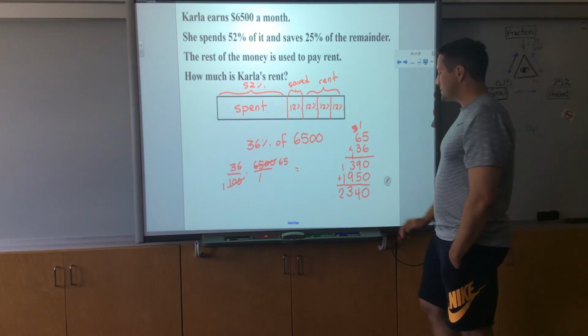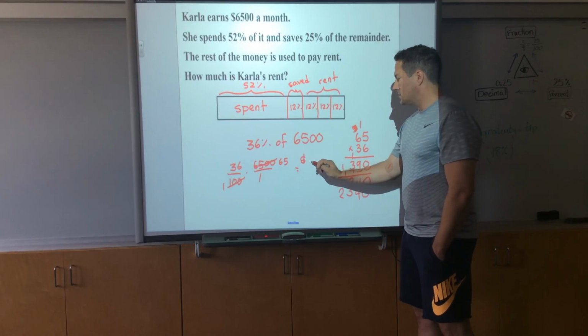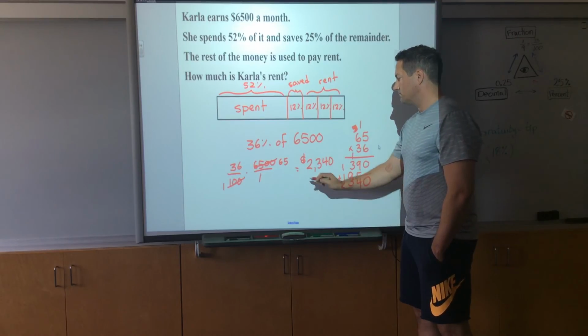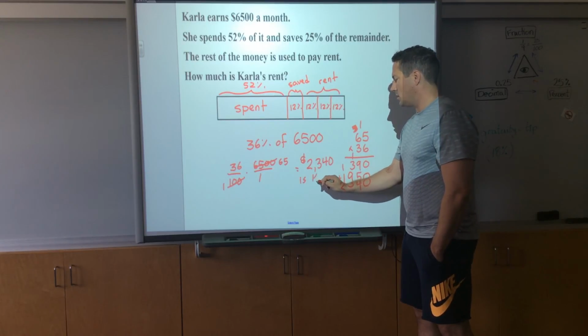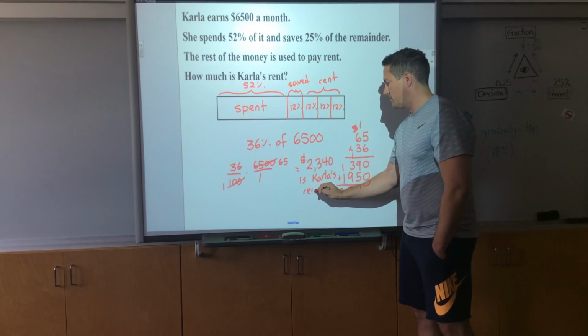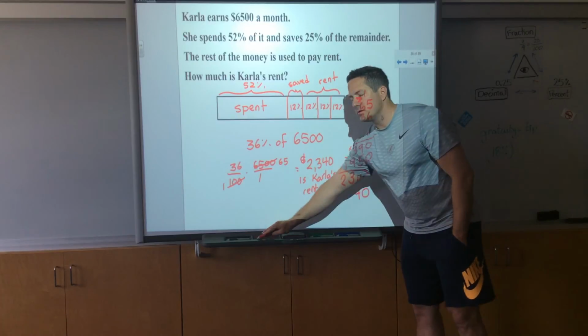And so her rent is $2,340. That is Karla's rent. So there you go. Solve number 2.